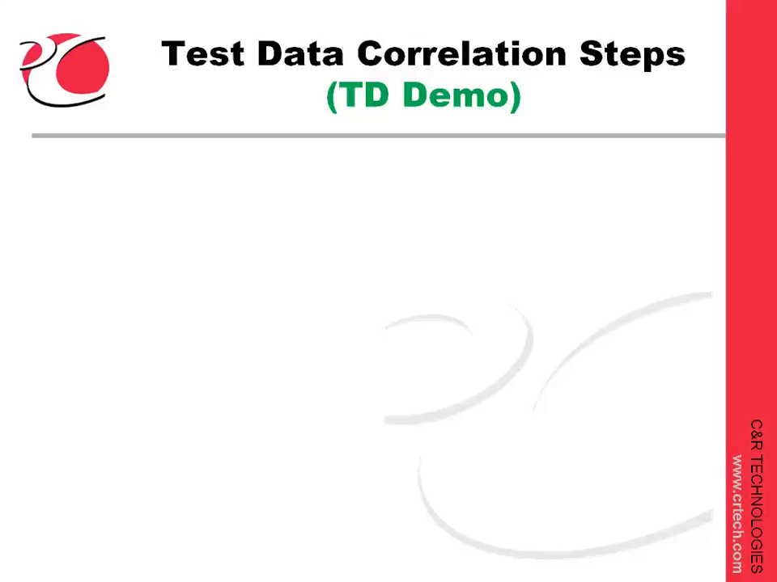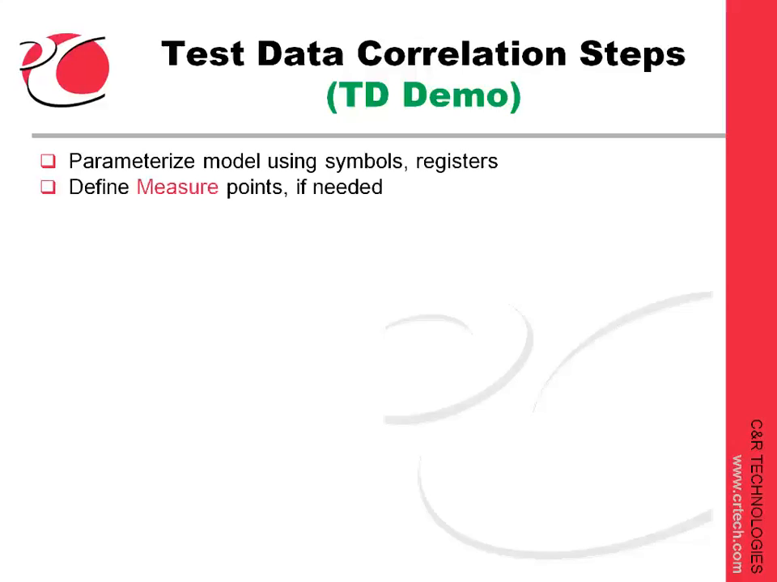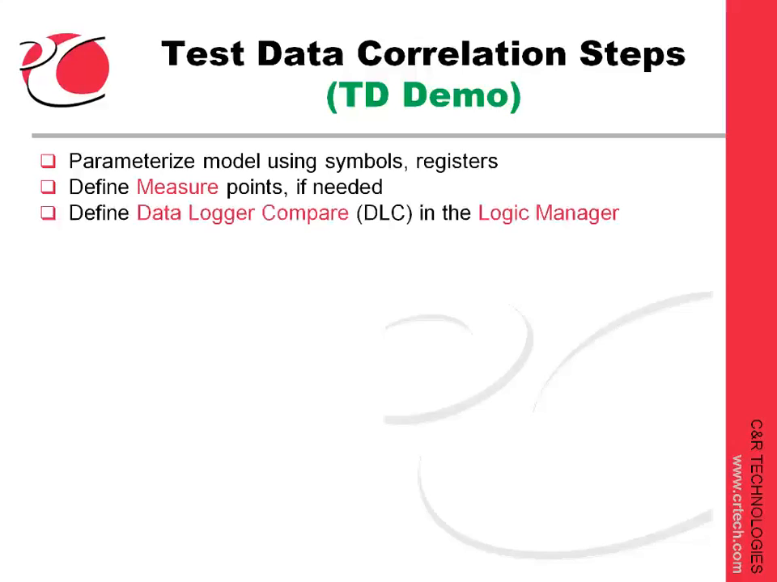You won't get far, of course, if the model has not been built parametrically using symbols and registers, at least for those parts of the model that are affected by the uncertainties that need to be reduced. Although it's optional, if you're comparing temperature data, you probably need to define some measurement points and identify them in ways that correspond to the header row in your data logger input files. You will also want to build one or more data logger compare objects. These will generate the objective function for the solver, the error that will be minimized.